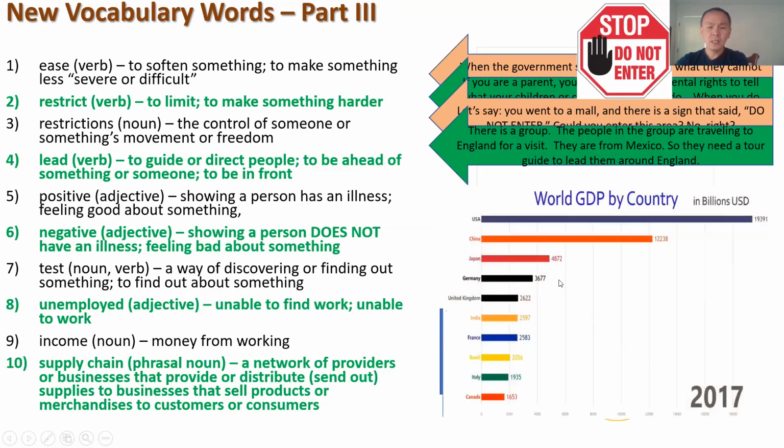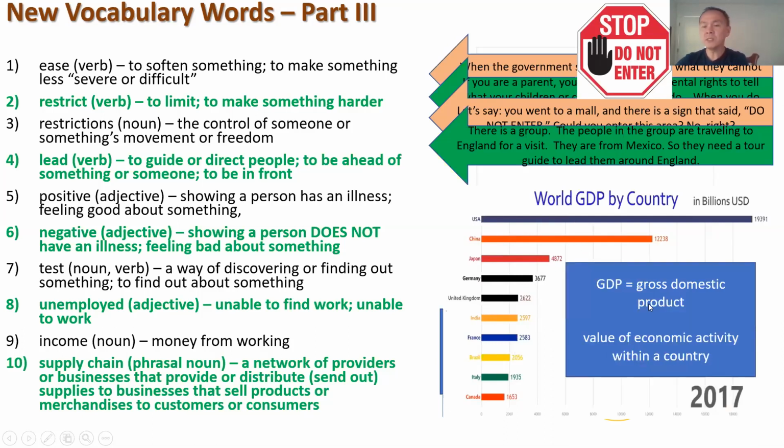Now you see here, these are many countries. These countries represent the GDP. So what is the GDP? GDP stands for gross domestic product. Gross domestic product means the value of economic activity that a country produces. So how much a country can produce in 1 year is called the gross domestic product. The more this comes out, the better for that country.